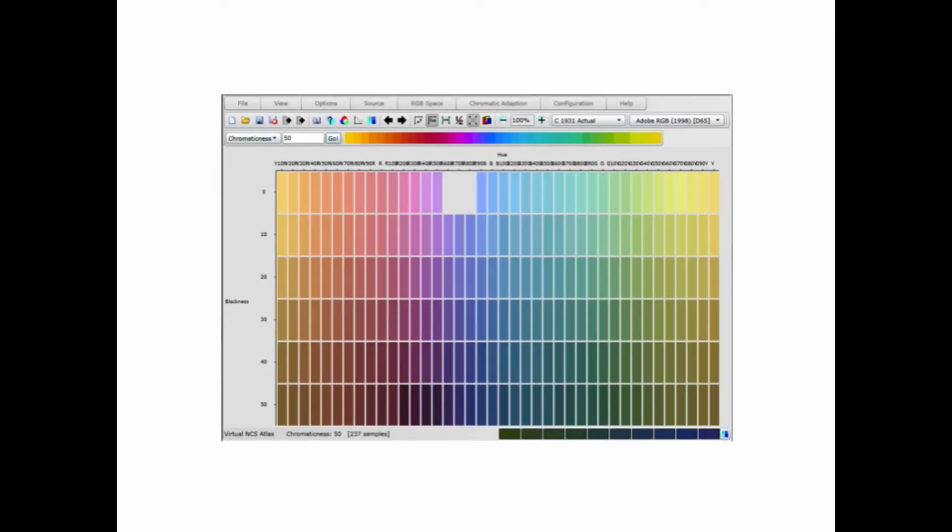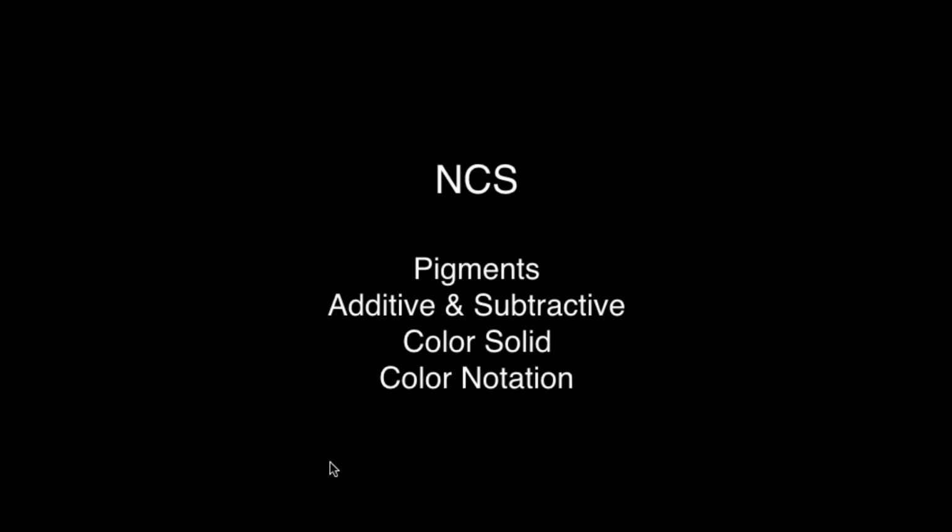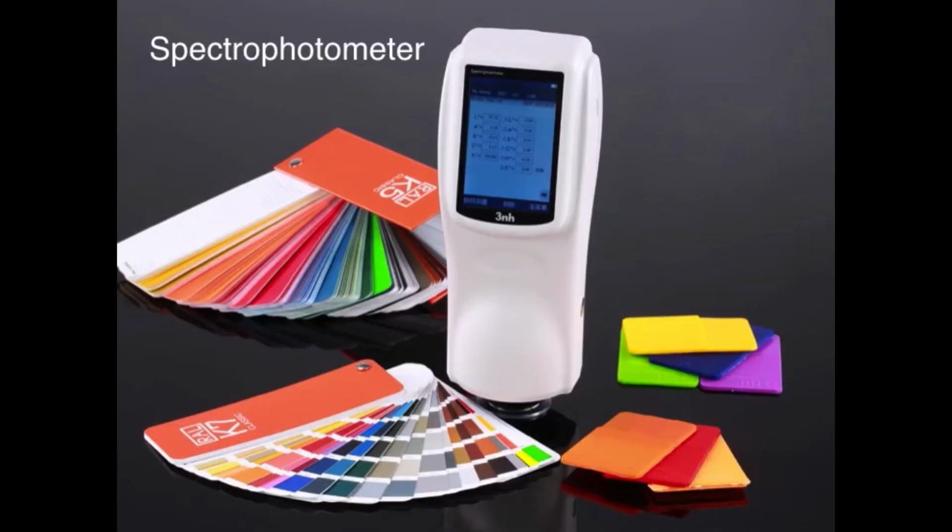And here is a color chart that is part of the NCS system. When you work with the NCS, you're dealing with pigments, but there's also an additive and subtractive blend. It has a color solid, and it's designated by color notation just like the Munsell. When you're working with NCS, a spectrophotometer is often used to measure exactness of color.